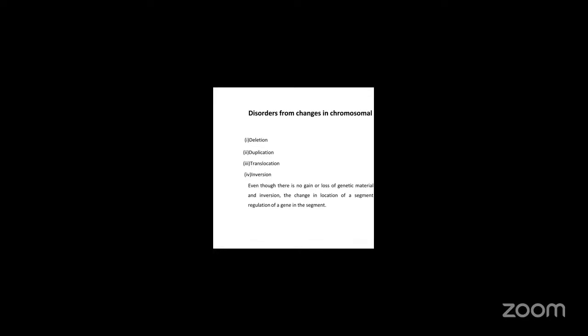Even though there is no gain or loss of genetic material in translocation and inversion, the change in the location of a segment may alter the regulation of a gene. Okay. Now see what is deletion. Deletion is the first structural aberration which was detected by Bridges. In the case of deletion, a piece of the chromosome is either missed or deleted. You can remove one or more genes from the chromosome. It occurs mostly during meiosis, and deletions can occur in autosomes or in the sex chromosome.